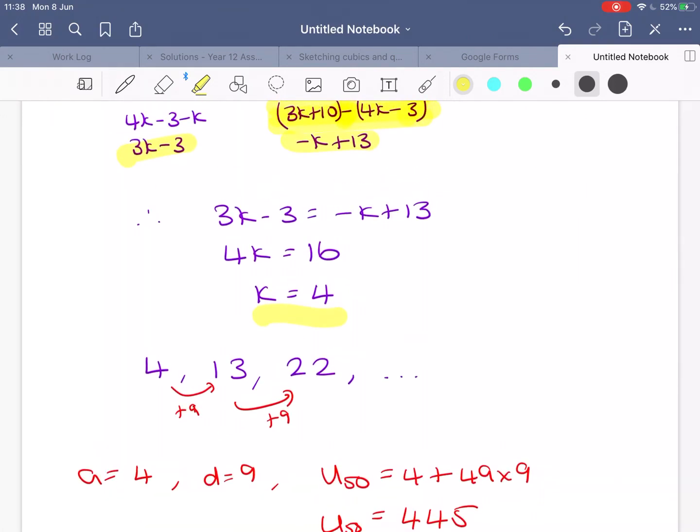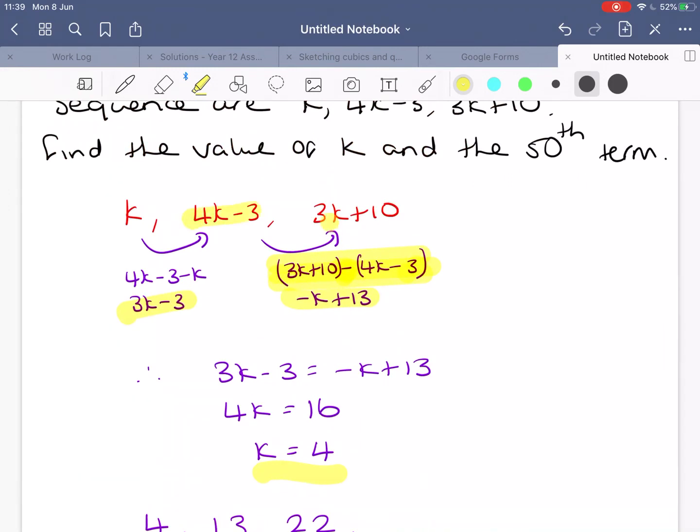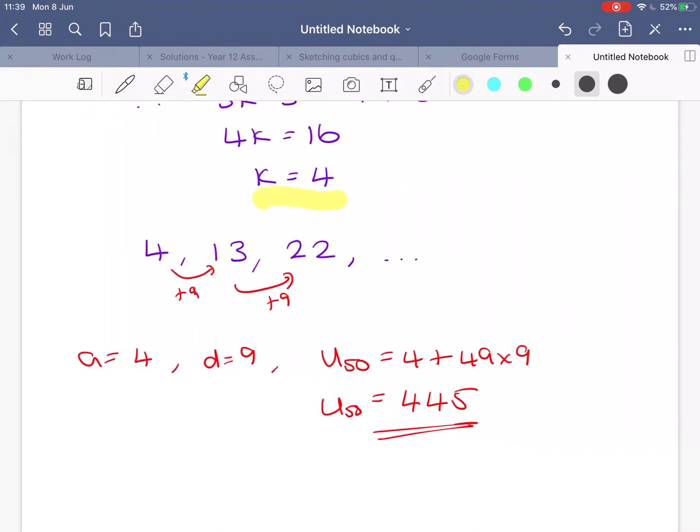And in that case, you can write what the three first terms are using the equations here, because you know k is 4. And you end up with a first term of 4, a common difference of 9, and so your 50th term was 445. Okay, thank you.